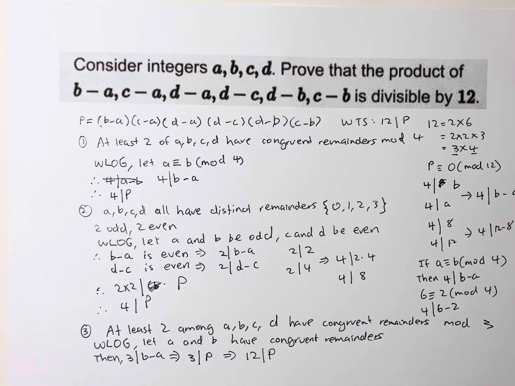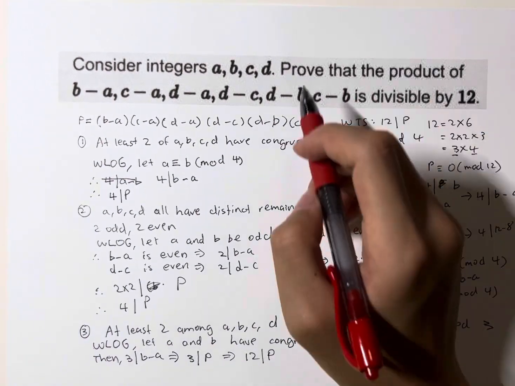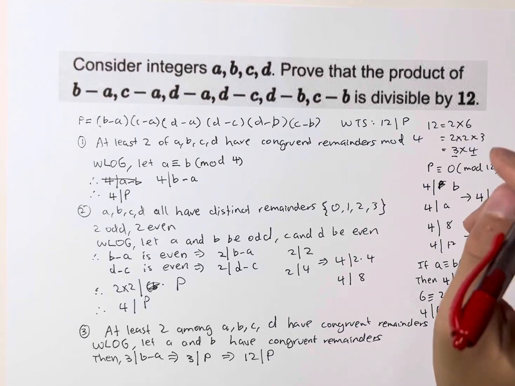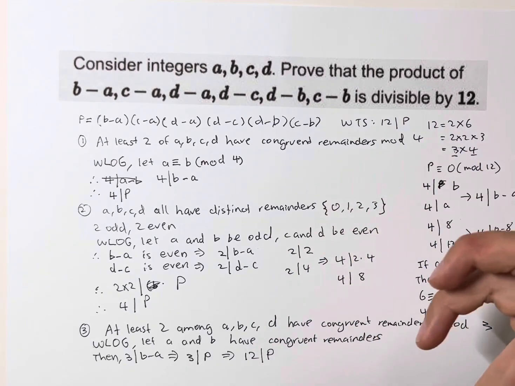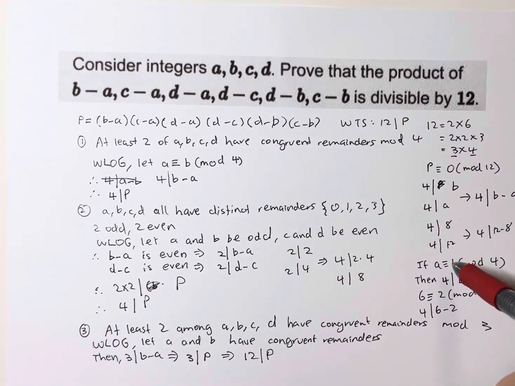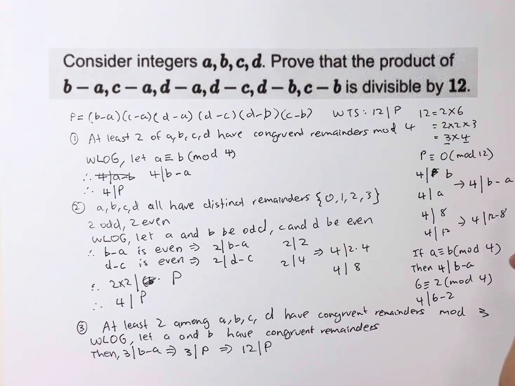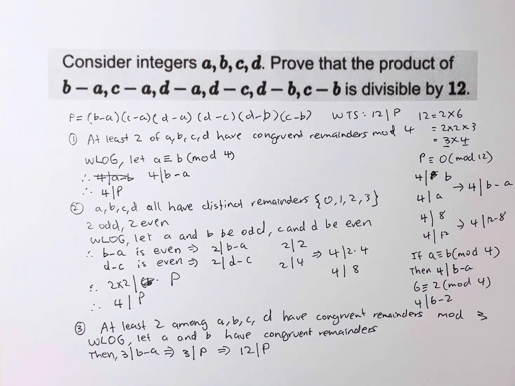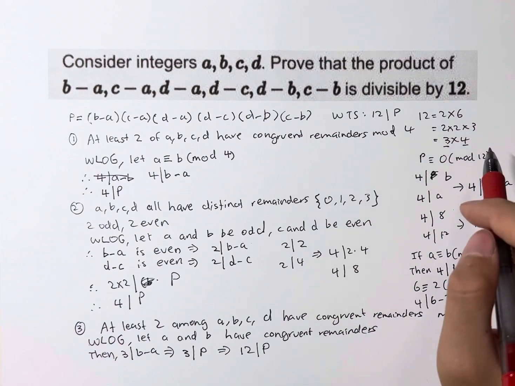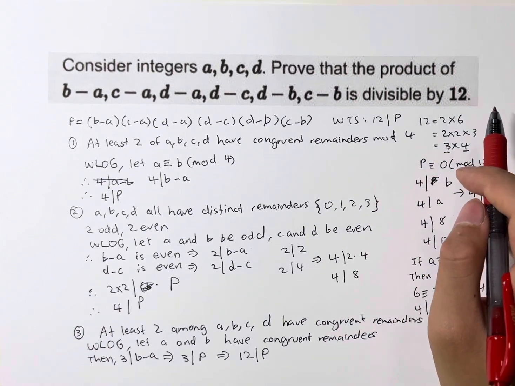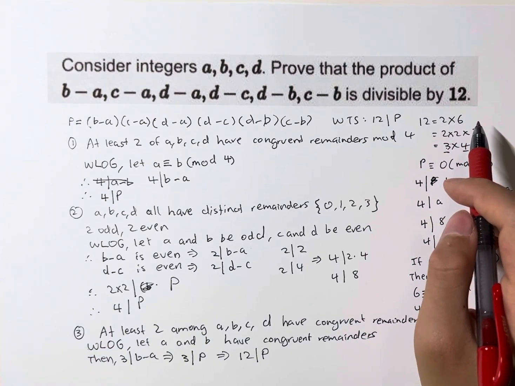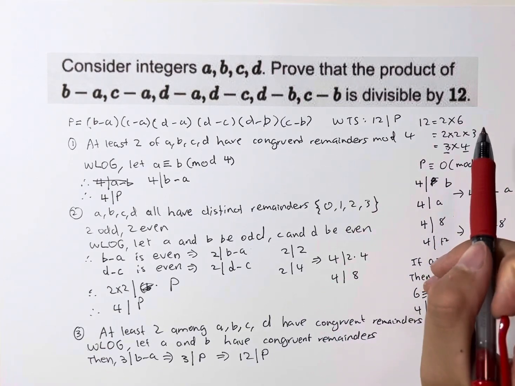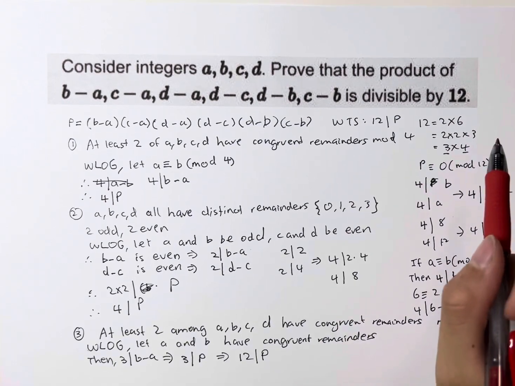And that's how you solve this proof. Key steps is going to be that you have to know that if A is going to be congruent to B mod some number, then 4 is going to be a factor of B minus A, if A is going to be congruent to B mod 4. And then you have to know that you can split 12 into 3 times 4. And you have to know why it's not 2 times 6 instead, because 6 can be broken down further.